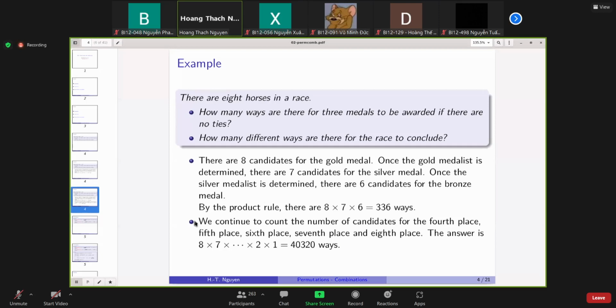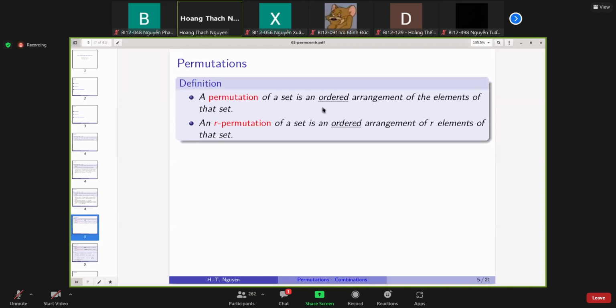Okay, so here in the second question, this number 40,320 is the total number of ways to arrange the 8 horses in a linear order. And this number 336 is the number of ways to choose an ordered set of 3 horses. And these types of ordered arrangements are called permutations.